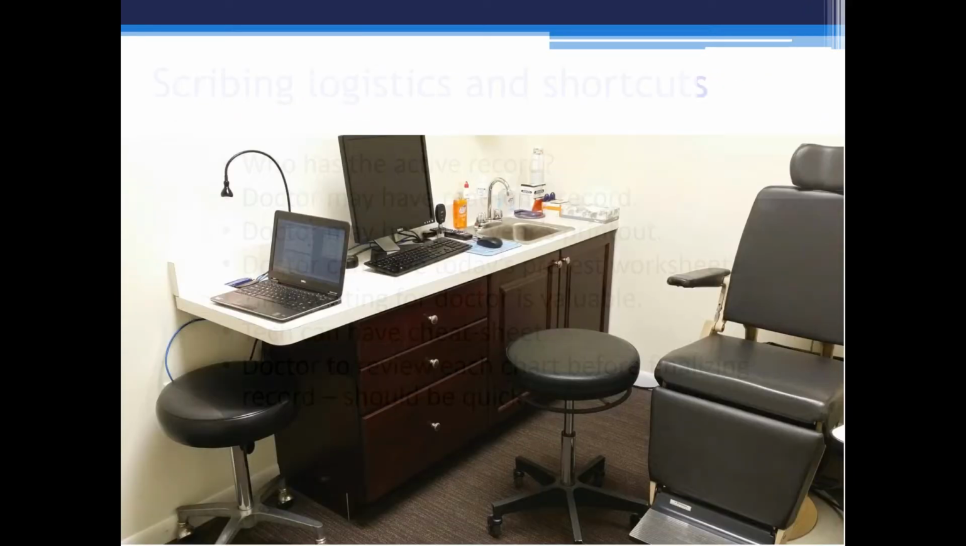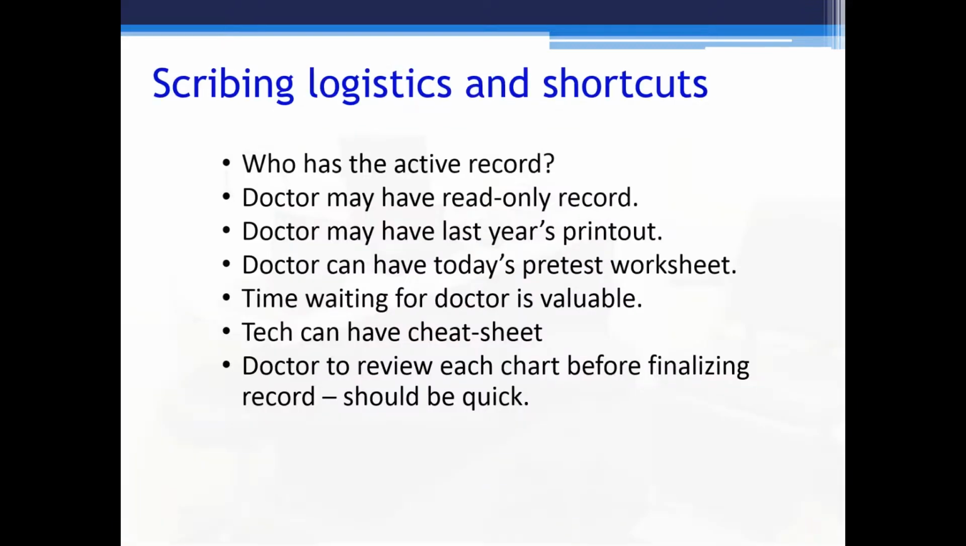So, scribing logistics and shortcuts. Who has the active record is a thought you might want to plan for. In most of these EHR programs, only one person can be in the active record at a time, but the doctor could have a read-only record, and that's what we do. The technician brings up the last record for this patient in today's record, but it's in the read-only format. Another way is to print out last year's exam if you want that, and then destroy it.